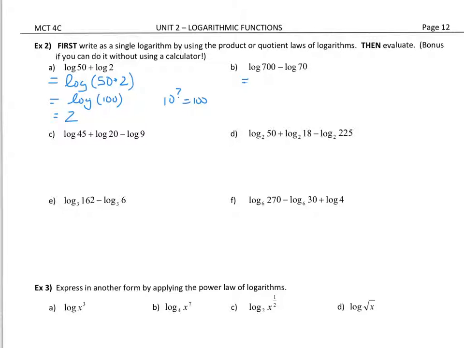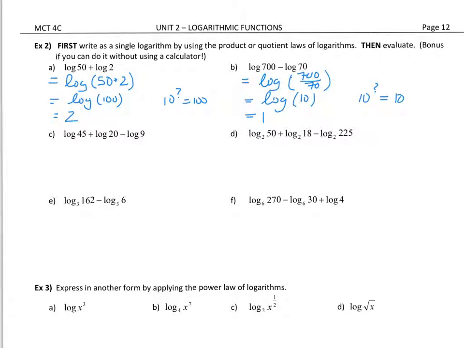Now, this one's subtracting, so the quotient law tells us we can write it as a single logarithm by dividing those arguments. So 700 divided by 70 would just be 10. So we're evaluating the log of 10, and remember, this is a common logarithm, base 10. To what exponent is equal to 10? Well, that exponent would have to be 1.